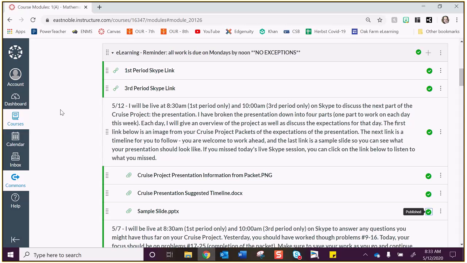So each day I'm going to give an overview of the project as well as discuss the expectations for that day. So the first link below, there's 3 links here that I'll keep active all week, but the first one is the cruise project presentation information that came from the packet. If you don't want to keep opening or closing your packet, you'll be able to get a lot of the information you need right there in that image.